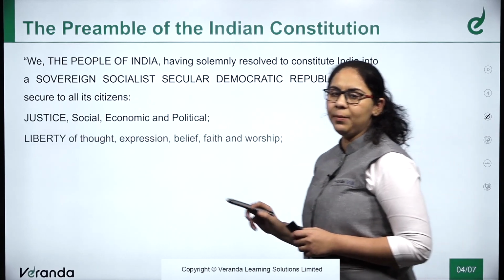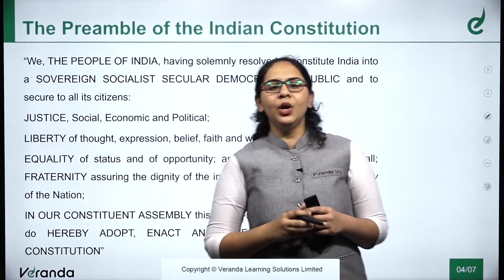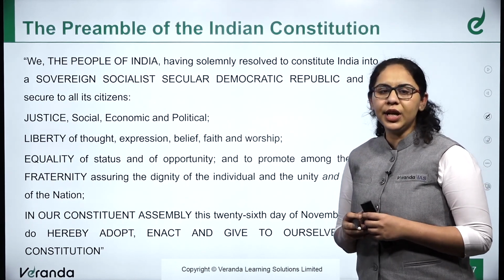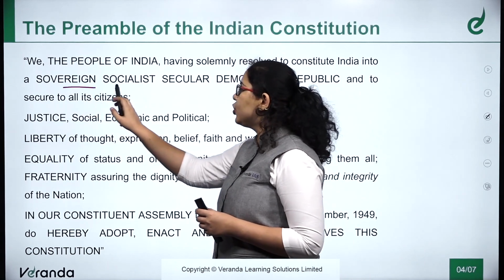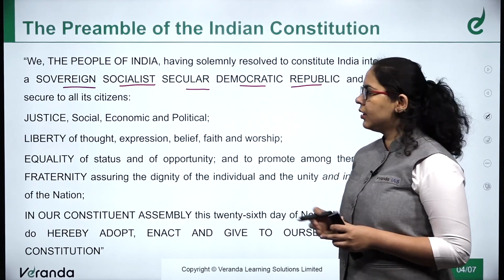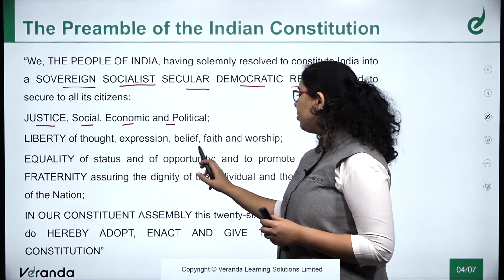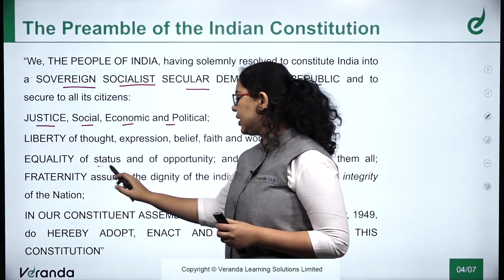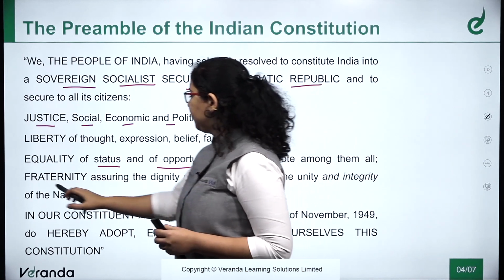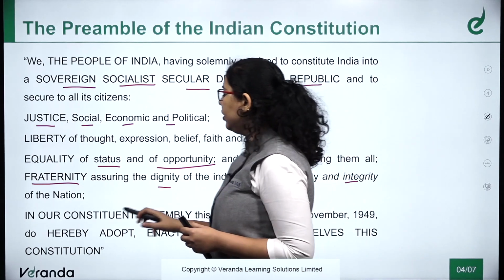We'll read the text of the Preamble. What is there in the Preamble? The one page, the very first page. It starts with, "We the people of India, having solemnly resolved to constitute India into a sovereign, socialist, secular, democratic republic, and to secure to all its citizens justice, social, economic, political, liberty of thought, expression, belief, faith, worship, equality of status and of opportunity, and to promote among them all fraternity, assuring the dignity of the individual and unity and integrity of the nation.